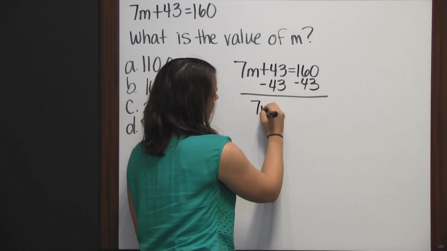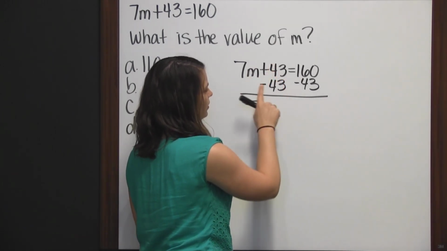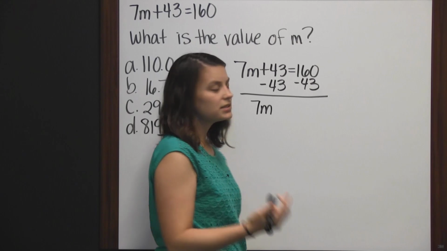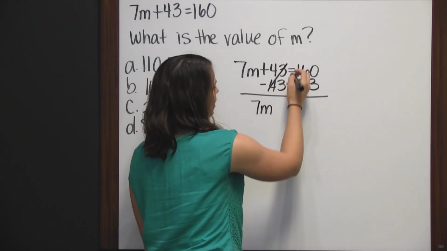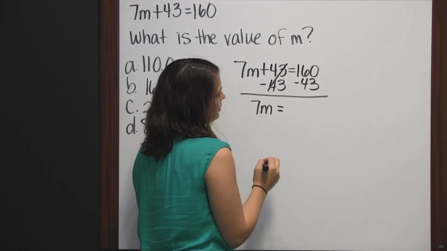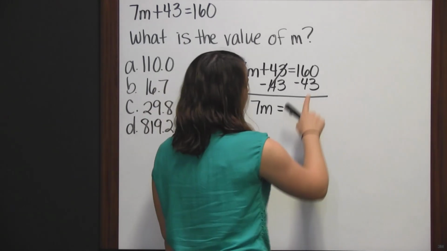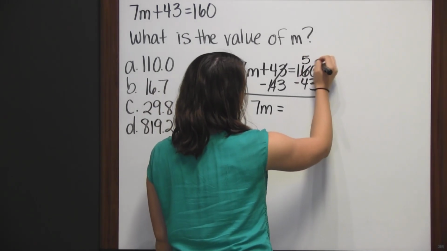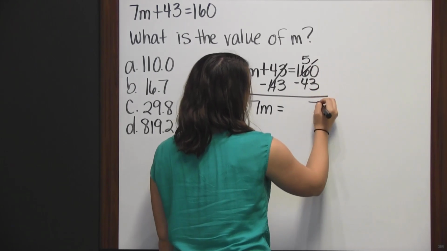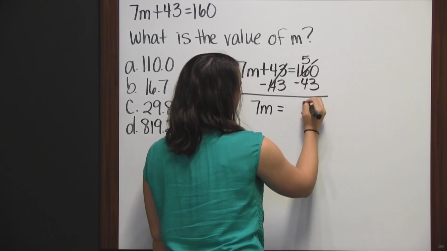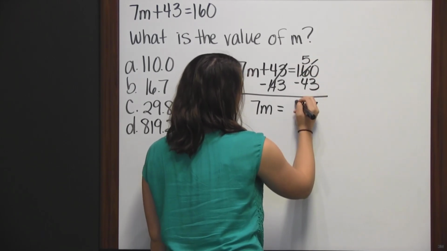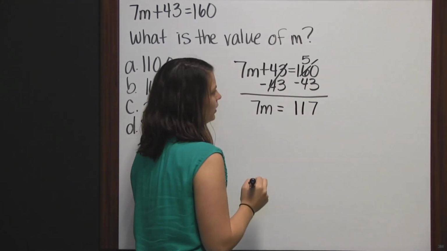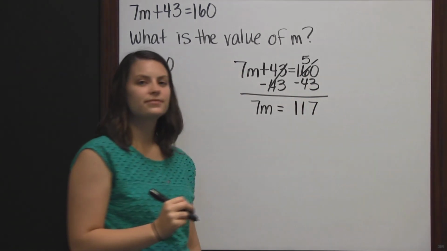So we bring down the 7m. Positive 43 minus 43 is 0, so those cancel. And we bring down the equals, and then we have to subtract. And I can't take 3 from 0, so I'll borrow from the 6, that's a 5. Then I have 10 minus 3 is 7, 5 minus 4 is 1, and I bring down my 1 because 1 minus 0 is 1, so 117.